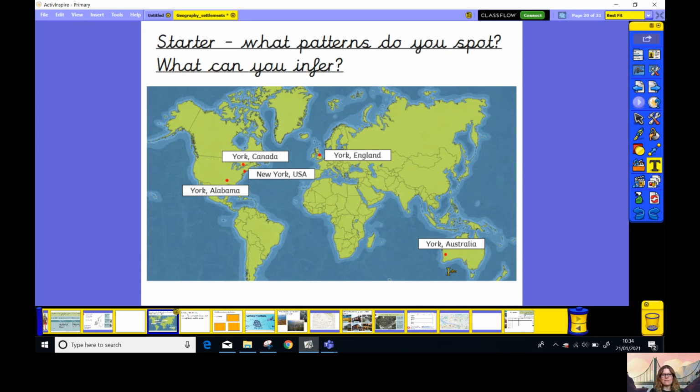So what I'd like you to do is have a think. What patterns do you spot from this map, from these settlements? And what can you infer? Now remember, what does the word infer mean? It means to guess. So what guesses can you make from this map and these settlements? Have a go at that now.